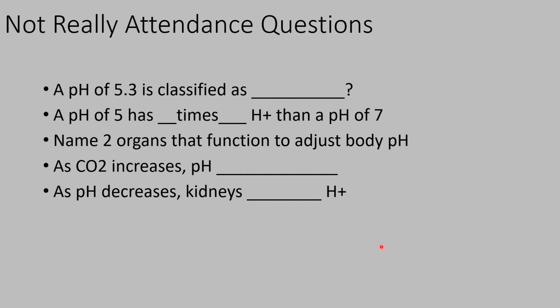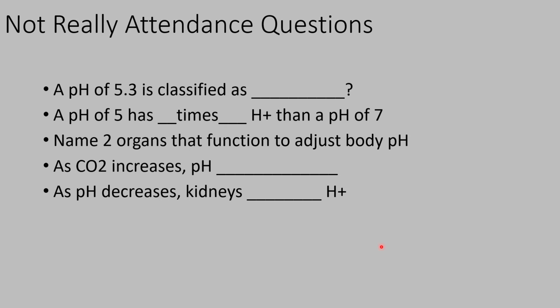Hopefully you've done that, so let's take a look and hopefully you can see a trend. Everything here is talking about pH because that's really the primary topic of today's lecture. So a pH of 5.3 is classified as acidic. Remember, anything below 7 is considered acidic, and anything above 7 is considered alkaline or basic. 7 exactly is pH neutral.